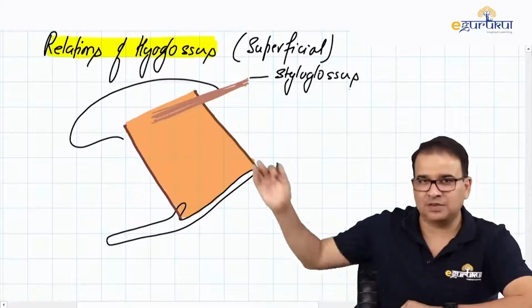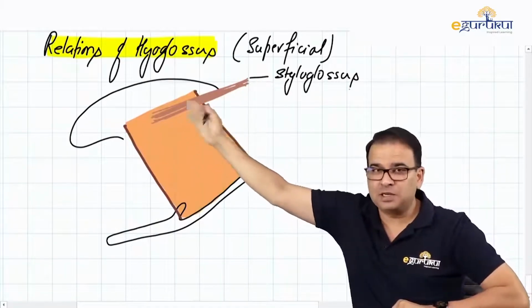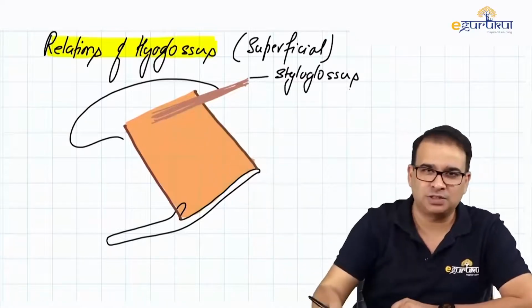So you will see the fibers of styloglossus from the styloid process. They will come superficial to this muscle, merge with it, and obviously go to the tongue. That is the styloglossus muscle.